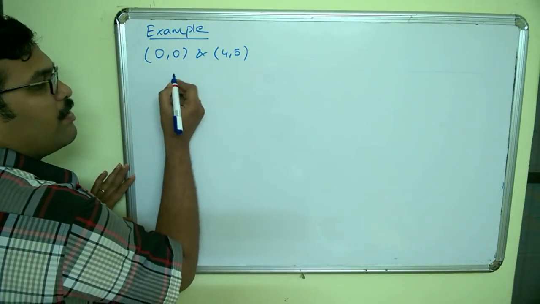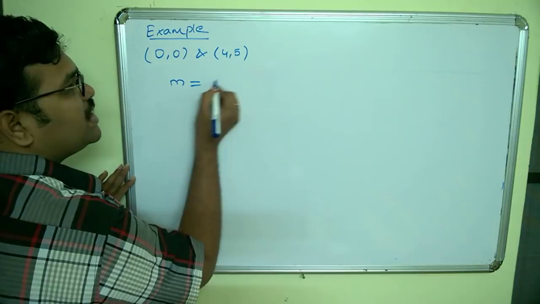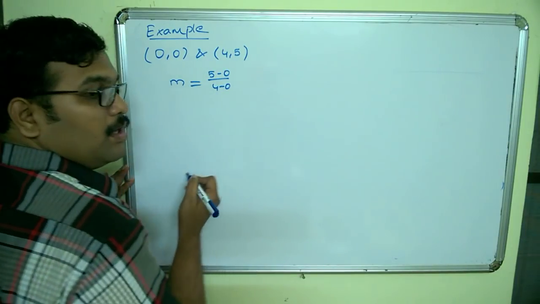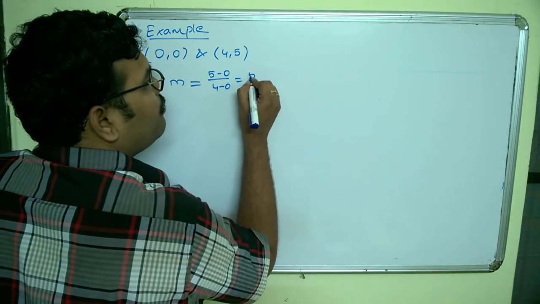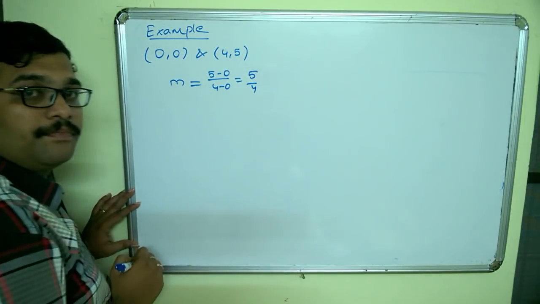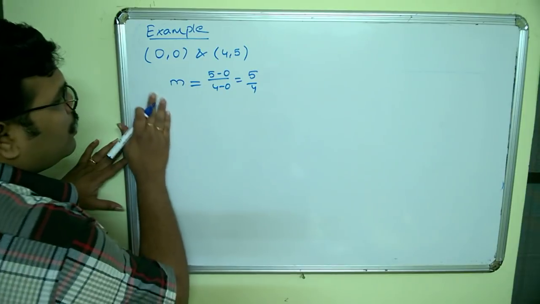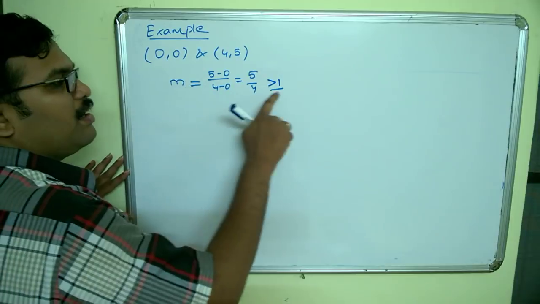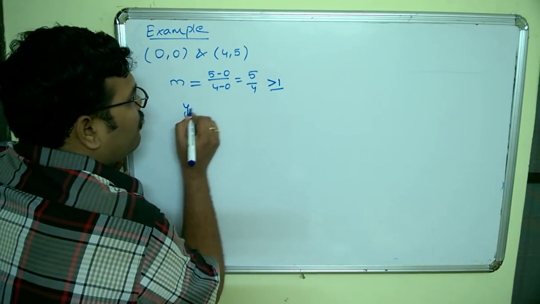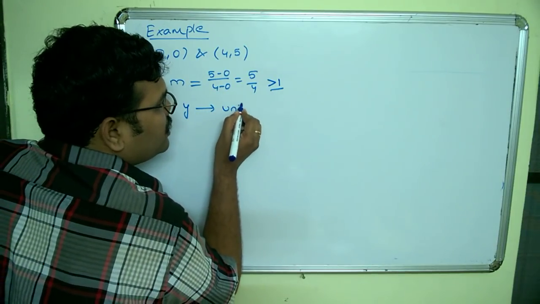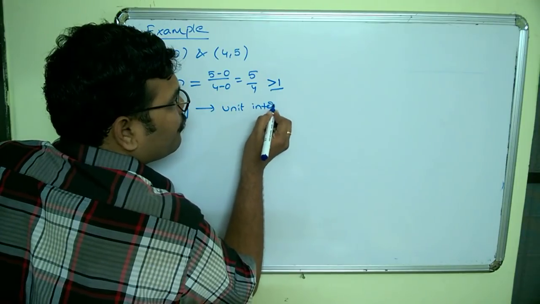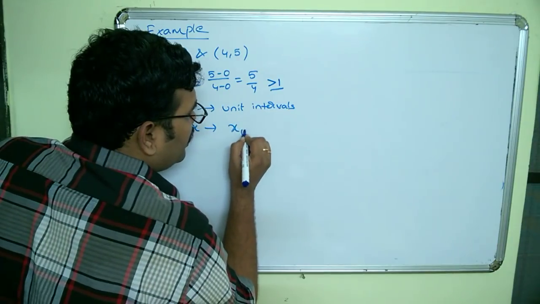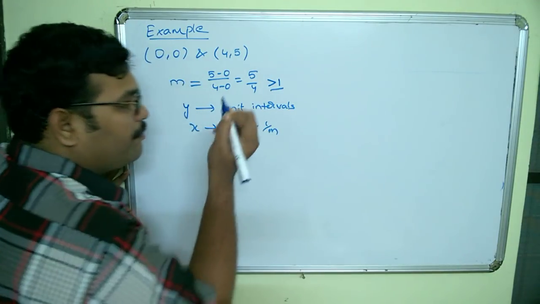So first we have to calculate slope. m is equal to 5 minus 0 by 4 minus 0, that is equal to 5 by 4, which is greater than 1. So here if m is greater than 1, y moves in unit intervals, x moves in xk plus 1 by m.